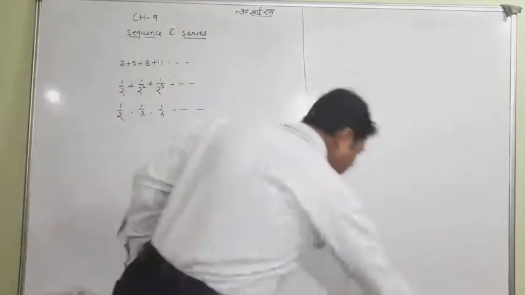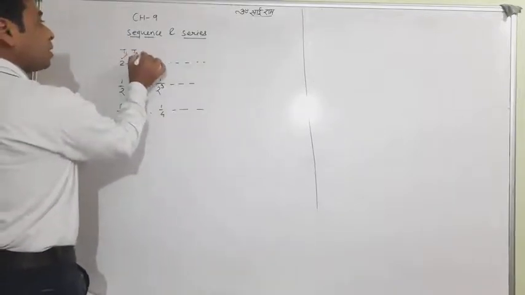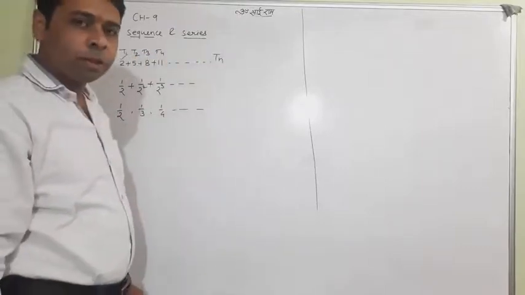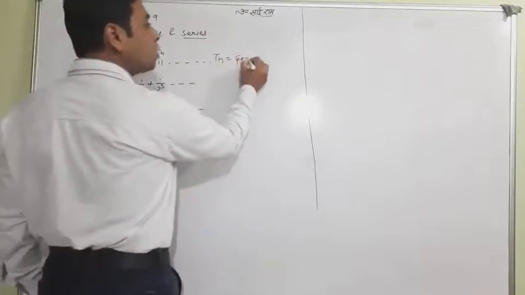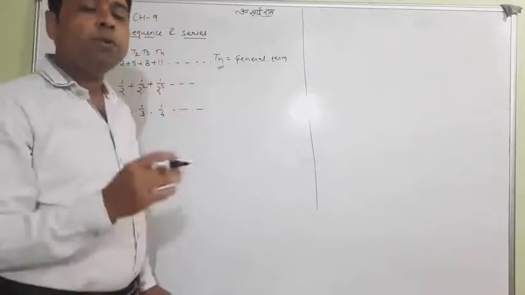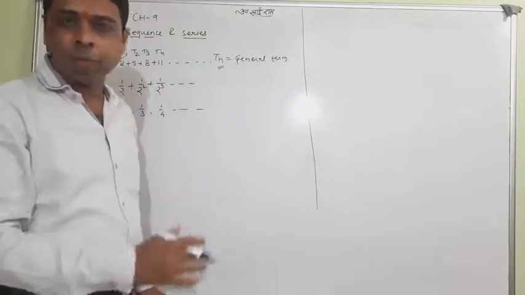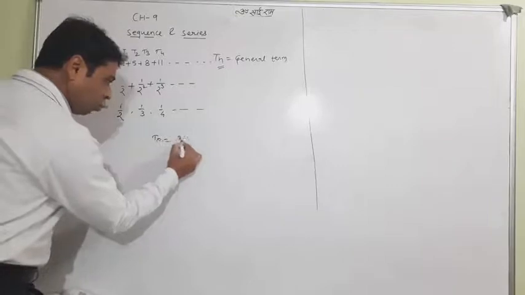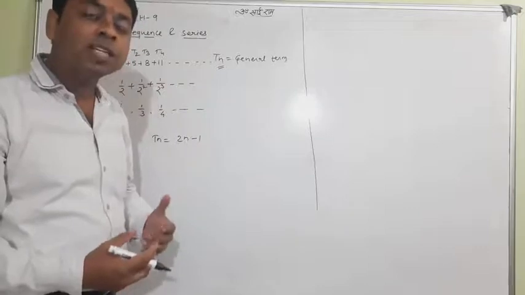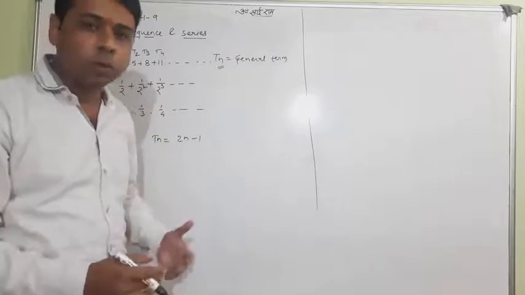Now, students, look. This is the first term T1, this is the second term, this is the third term, this is the fourth term. Definitely there must be an nth term. It is called the general term, so we talk about Tn. If you know Tn, the nth term, you can find the sequence or any term of the sequence. Like, if I say Tn is 2n minus 1 for any sequence, find the sequence. That's very easy.